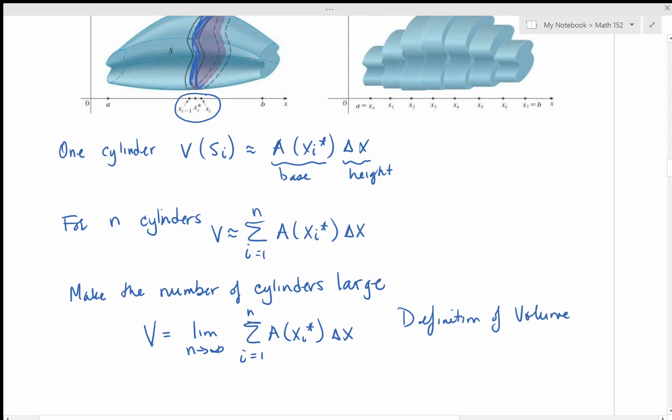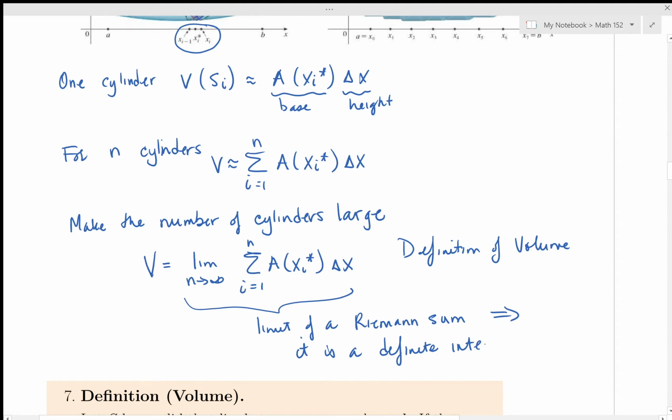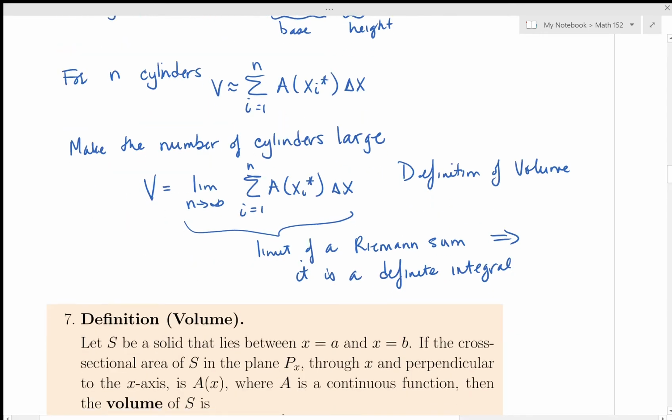Looking at this from a mathematical perspective, that is the limit of a Riemann sum, so it implies it is a definite integral. We're going to be able to calculate volumes using the definite integral, just as we could calculate areas using the definite integral. So here's the definition of volume.